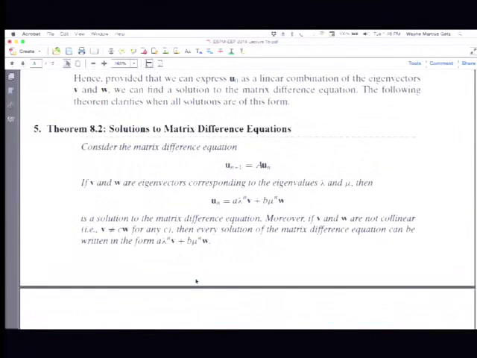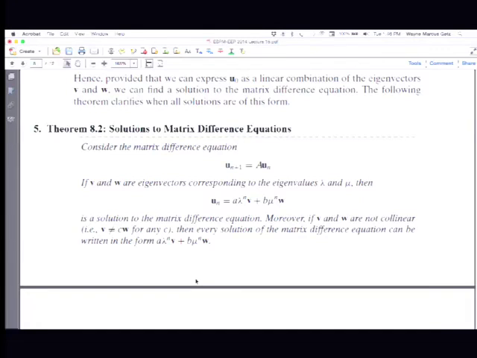Let's say lambda is 2 and mu is 1. So we start off when n equals 1, we get 2 times v and we get 1 times v, and we multiply by that a and b. When n is 2, we get 2 squared, which is 4, and mu is 1 times 1, which is still 1. When n is 3, we get 2 cubed, which is 8, and 1 cubed, which is still 1. So the bigger one dominates and grows faster.